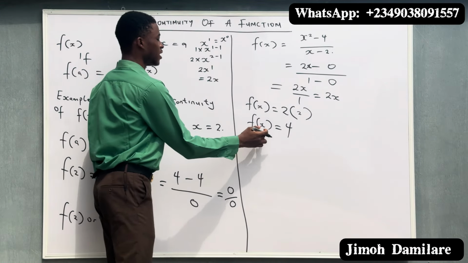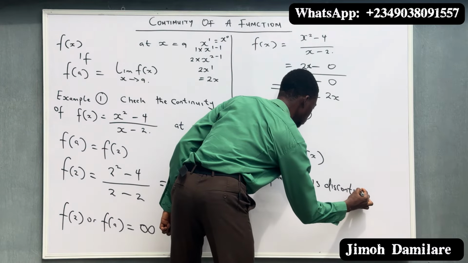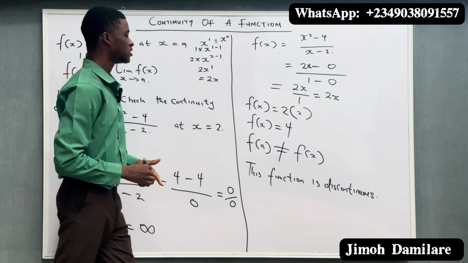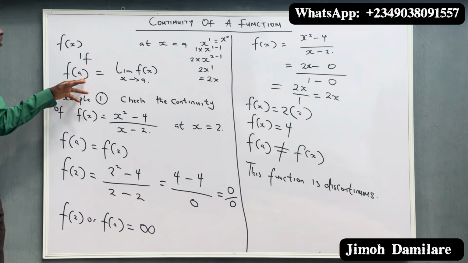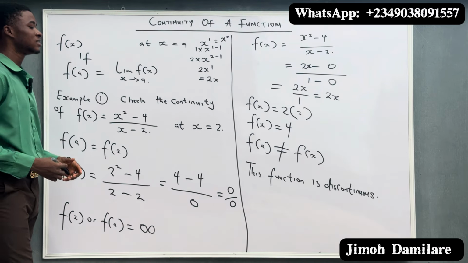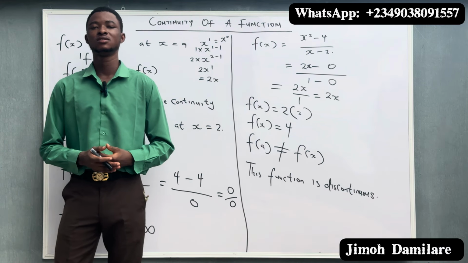So we can say this function is discontinuous. This function is not continuous because f of a is not equal to the limit of f of x as x tends to a. So this is how we get that the function is discontinuous. This is how you solve continuity of a function.